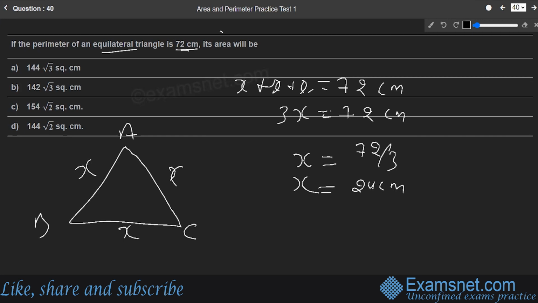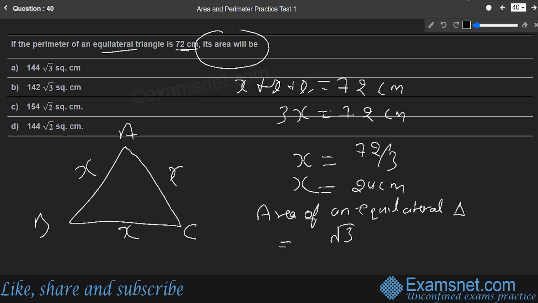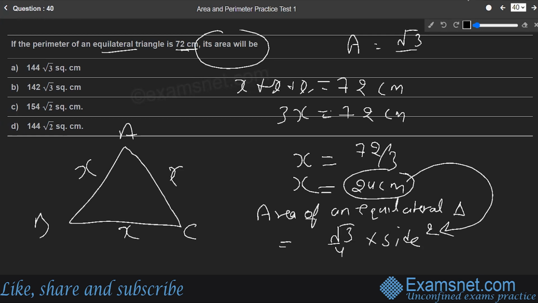Now he wants us to find out its area. So the area can be easily calculated. There is a special formula for the area of an equilateral triangle, and that is: area of an equilateral triangle is root 3 by 4 into side square. This is the formula for the equilateral triangle. We have got the side value as 24. We can put this into the variable called side. So the area will come out to be root 3 by 4 into 24 square.